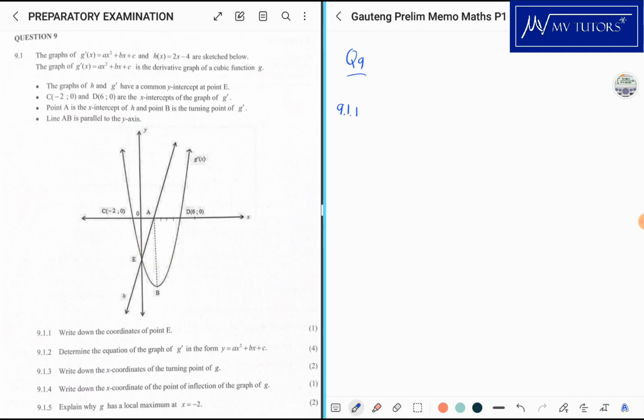Now 9.1.1 says write down the coordinates of point E. If it wasn't for the straight line graph, we'd be struggling a bit there. So E is the y-intercept, and with the y-intercept, we know that x is equal to 0. So if I have y is equal to 2x minus 4, I'm going to substitute 0. And we can see that y is minus 4. Therefore, the coordinates of E are 0 and negative 4.